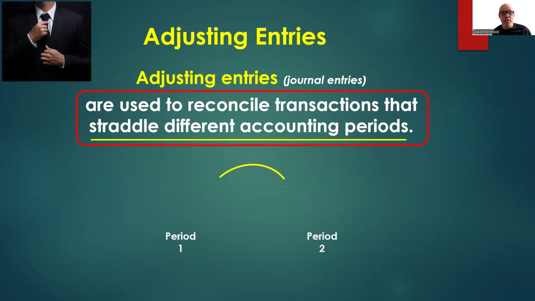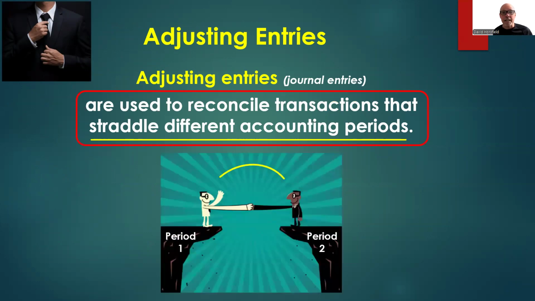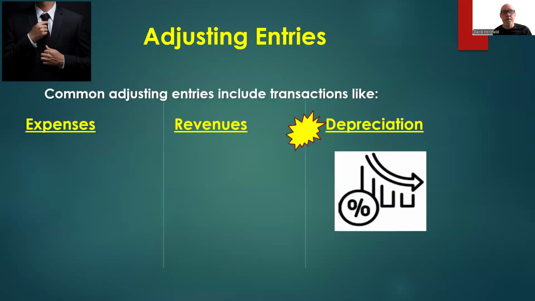We know, of course, that adjusting entries are journal entries used to reconcile transactions that straddle different accounting periods: one month to the next, one quarter of a year to the next quarter, the end of a 12 consecutive month financial year to the beginning of the next financial year. Adjusting entries, lots of different reasons, lots of different applications used at different times. We've looked at adjusting entries related to expenses. We've looked already at adjusting entries related to revenues. And finally, it's been waiting patiently, adjusting entries, depreciation.